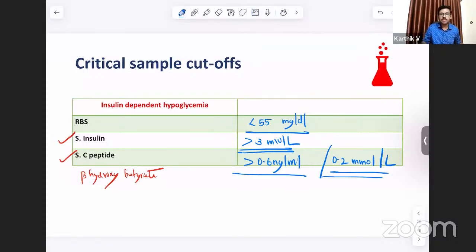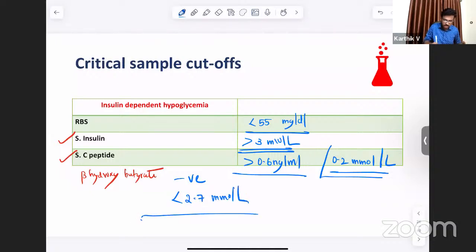So low blood glucose in the presence of higher insulin and higher C-peptide value, you consider the possibility of insulin-dependent hypoglycemia. And what happens to the ketone body in a patient with insulin excess? The ketone bodies will be negative. That means the beta-hydroxybutyrate would be less than 2.7 millimole per liter. That is the cutoff that you use. Or if you are using urine acetone, that will be negative.